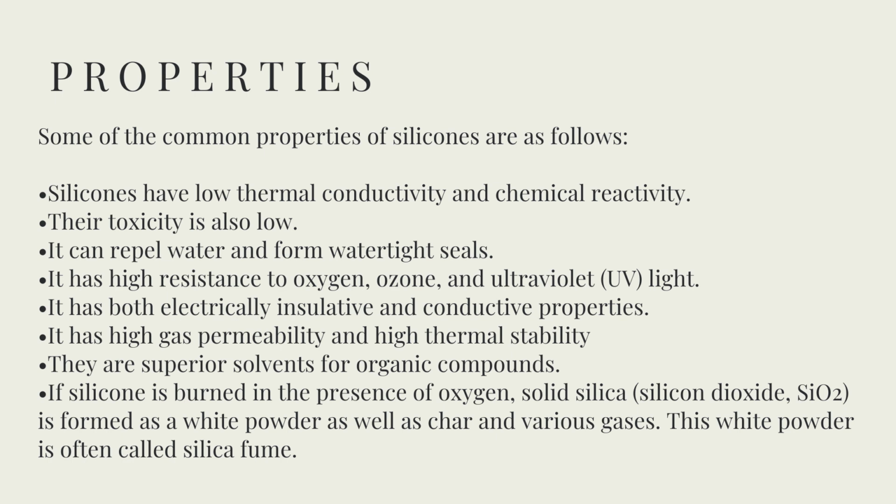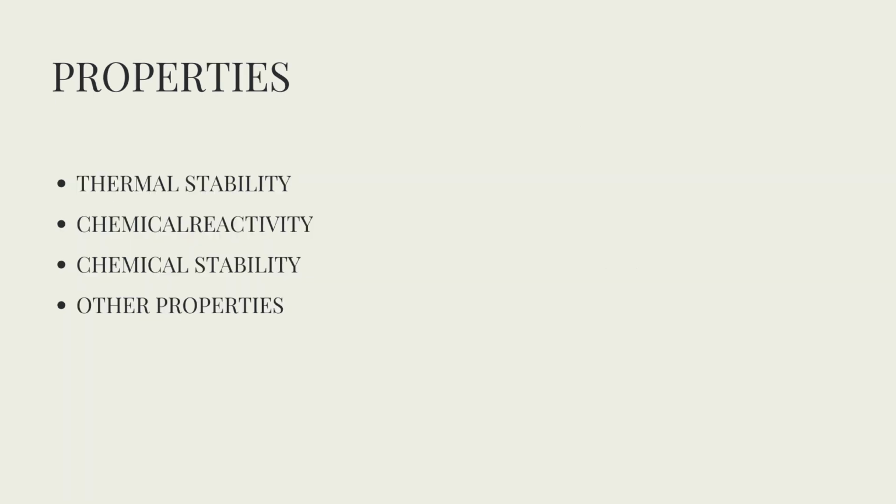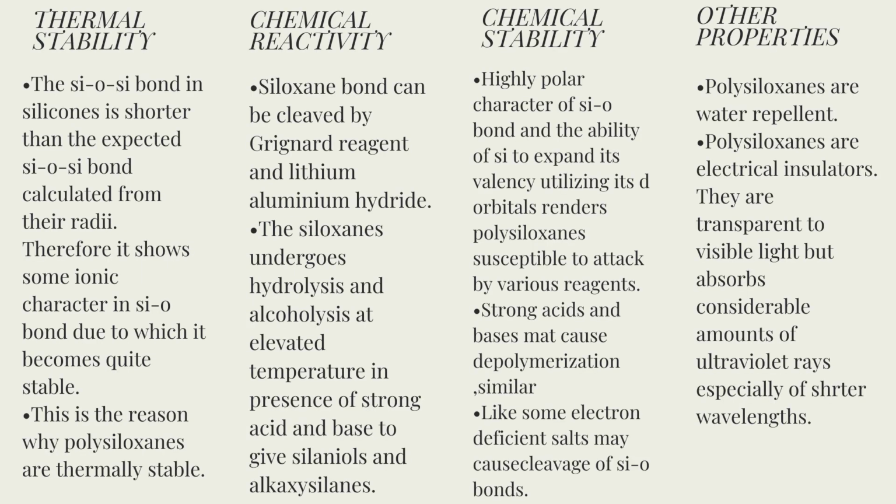Now, moving on, I will be explaining thermal stability, chemical reactivity, chemical stability, and some other properties. Thermal stability: the silicon-oxygen bond in silicones is shorter than the expected silicon-oxygen bond calculated from their radii. Therefore, it shows some ionic character in the silicon-oxygen bond, due to which it becomes quite stable. Chemical reactivity: the siloxane bond can be cleaved by Grignard reagent and lithium aluminium hydride.